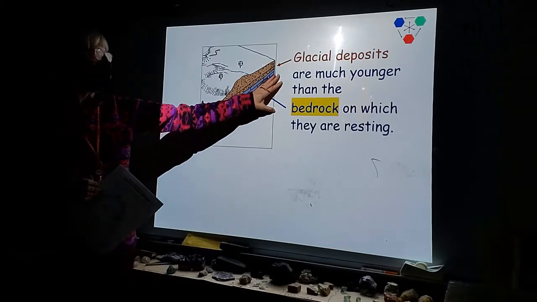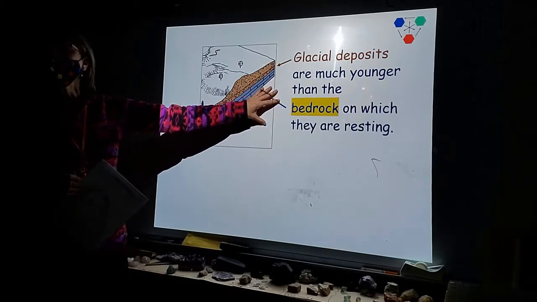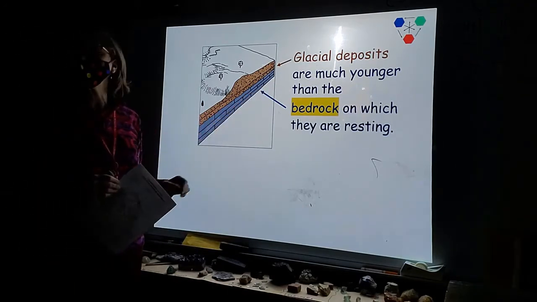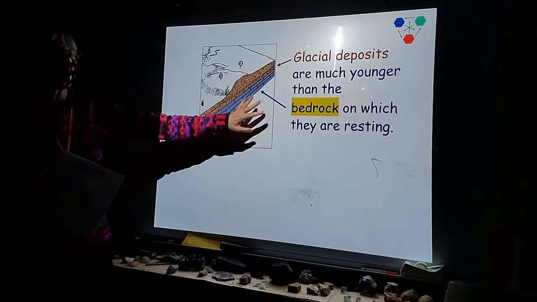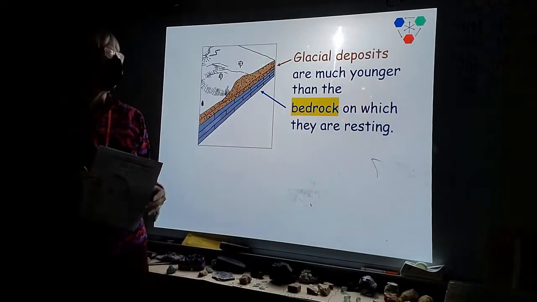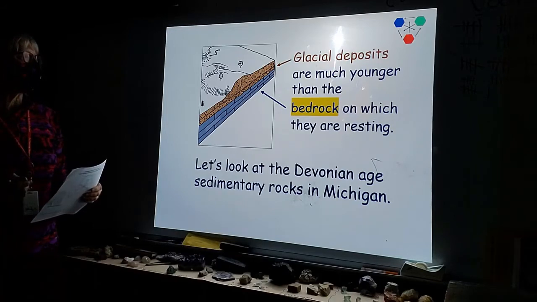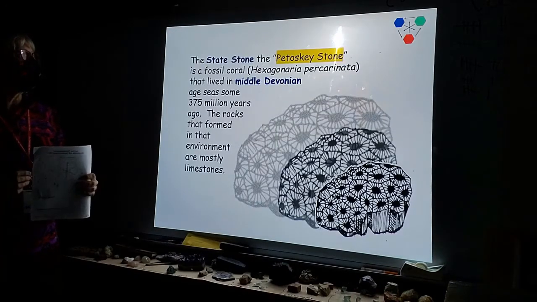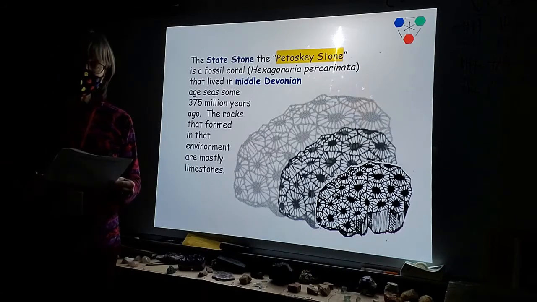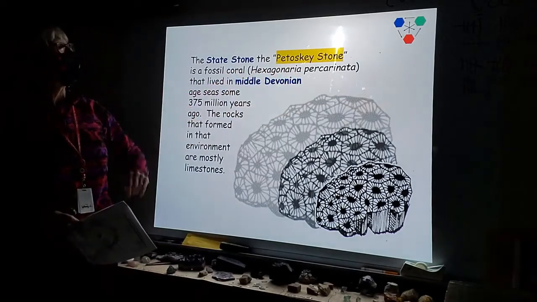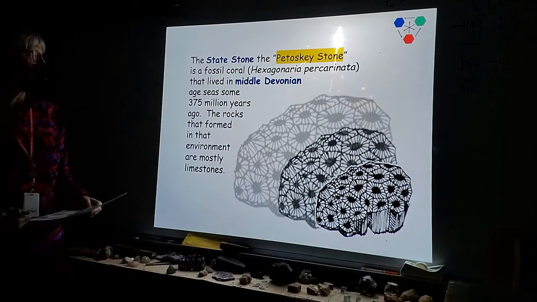Our sedimentary rocks, a lot of them came from oceanic and warm water environments, as you'll see. That's why we have so many fossils that are warm water fossils. The question on your test is going to be different than this, so make sure you read the question. So let's look at the Devonian age sedimentary rocks in Michigan. For one, we have the Petoskey stone. So your third question at the top of page 4, Michigan state fossil is a fossil coral that lived in the seas some 375 million years ago. Name it. What's it called? Petoskey stone. You don't have to know Hexagonaria percarinata. Petoskey stone.